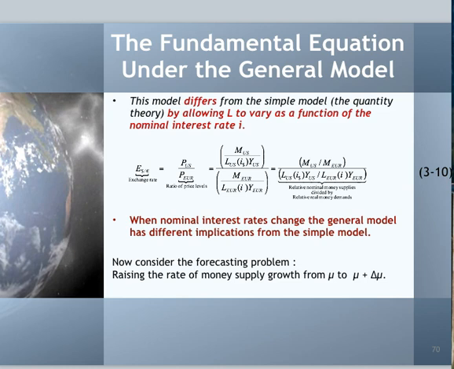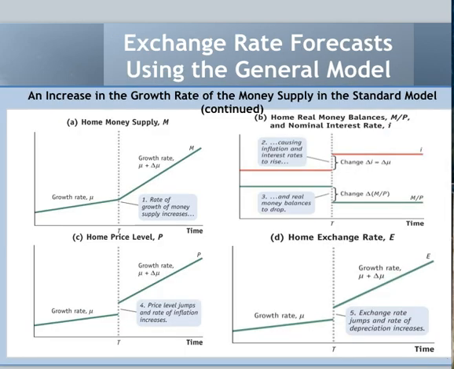So again, we're going to consider the forecasting problem. We're going to allow the rate of money supply growth to change from mu to mu plus delta mu. And we'll assume that this is taking place in the United States. And once again, we want to consider what's going to happen in each one of these variables. We'll start with the change in the money supply. So we're assuming that before time t, we have a specific money growth rate of mu.